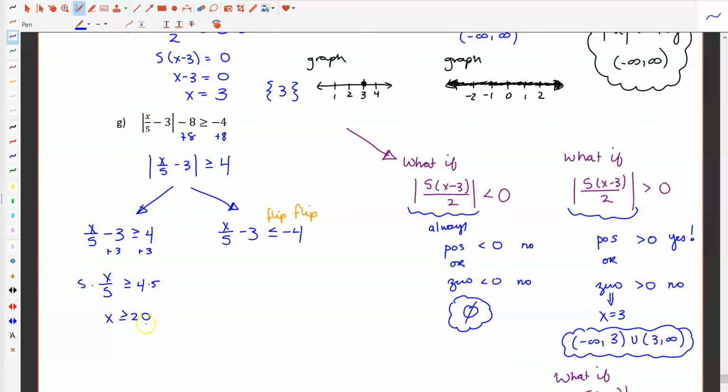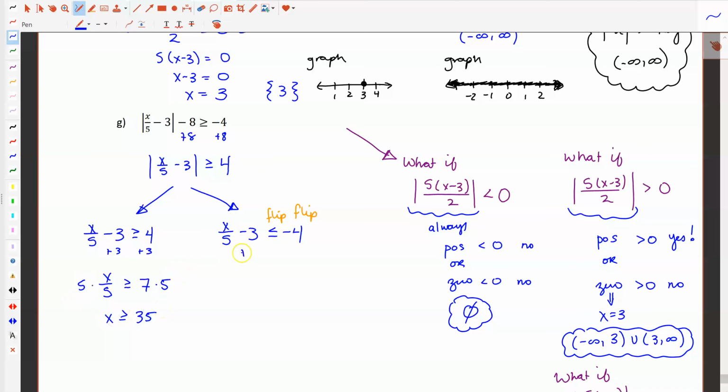No, hold on, I'm looking at this. I said add 3, but I didn't actually add it on that side. So x over 5 is greater than or equal to 7. Yeah, that makes more sense. Then we'll multiply both sides by 5. x is greater than or equal to 35.